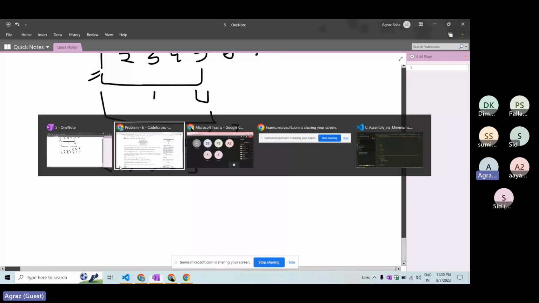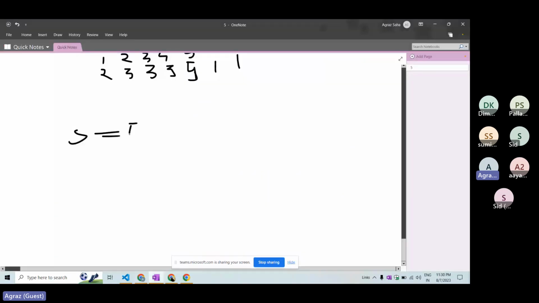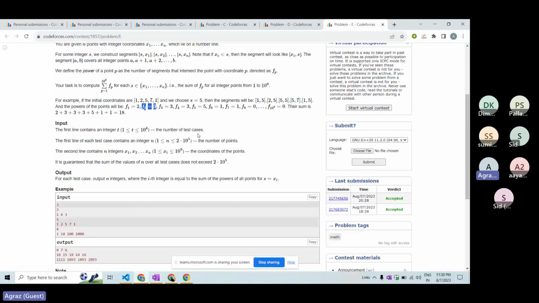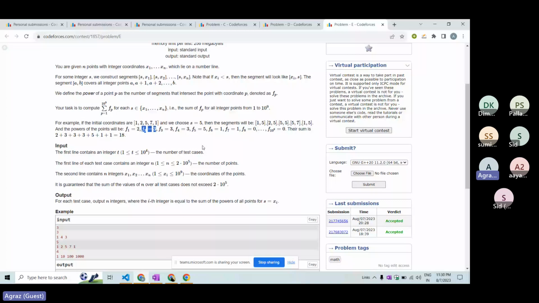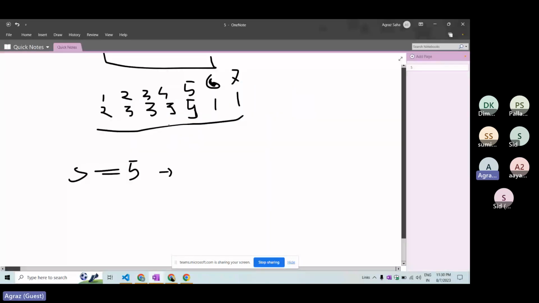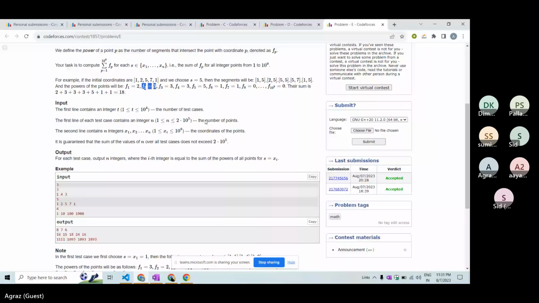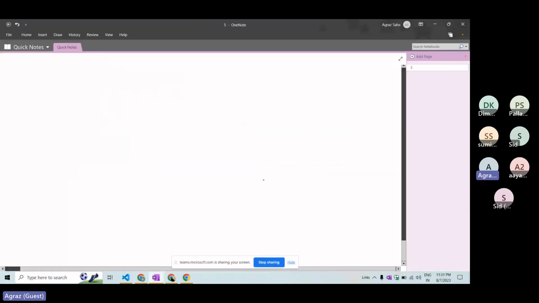For example, for s equal to 5, the answer will be the sum of the whole thing. So the sum will be 2 plus 3 plus 3 plus 3, this thing, plus 1 plus 1 like this. Of course that will be 18. Now I've understood the question. Now for the approach.